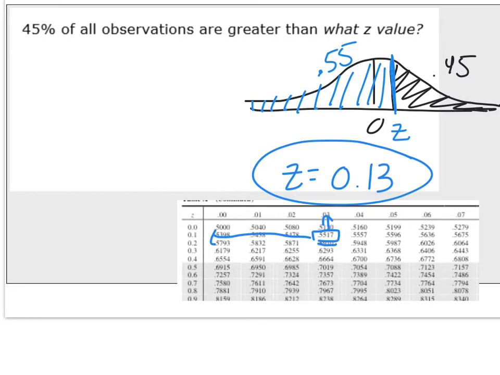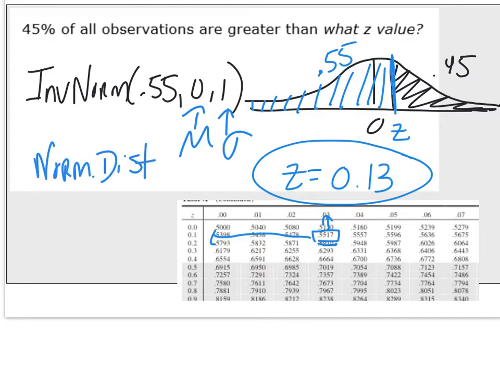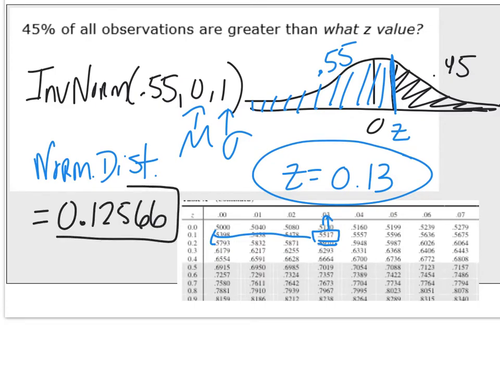Now if I did it on the calculator speak, it's very clear cut from our diagram. Be careful, the area the calculator is interpreting is 0.55, not the 0.45. So do 0.55, 0, and 1. I'm going to say that this is the mean, that's our standard deviation, and we'll just say it's a normal distribution as a quick shorthand right here. And when you do that in the calculator, you're going to get more of an exact answer. You actually get, for this case, 0.12566.